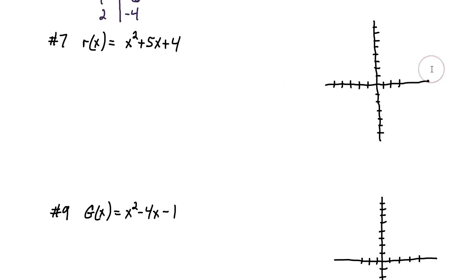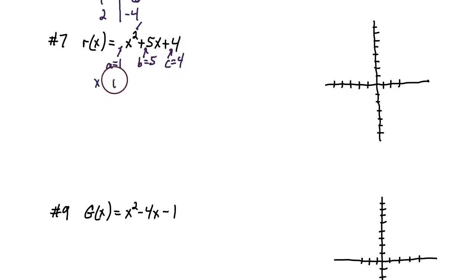Number 7, let's graph another one. This is a quadratic equation because it goes to the second power. Is it in vertex form or standard form? This is standard form. The value of a is 1. The value of b is 5. The value of c is 4.